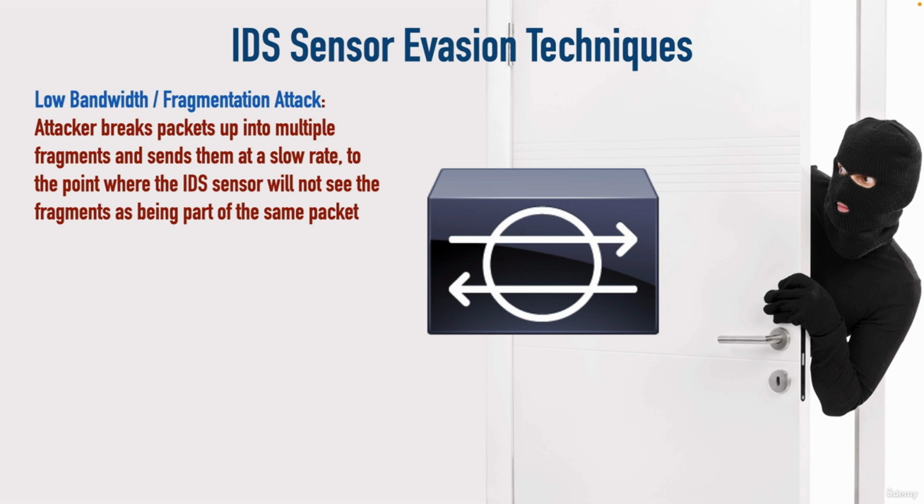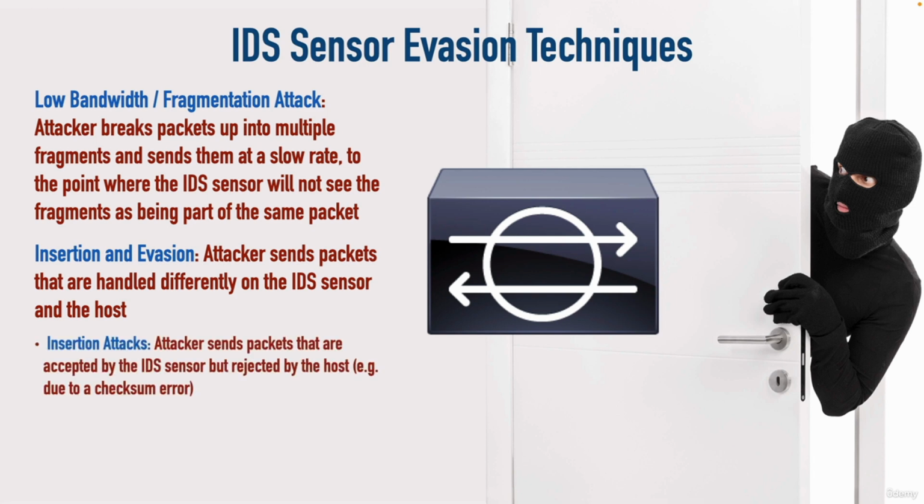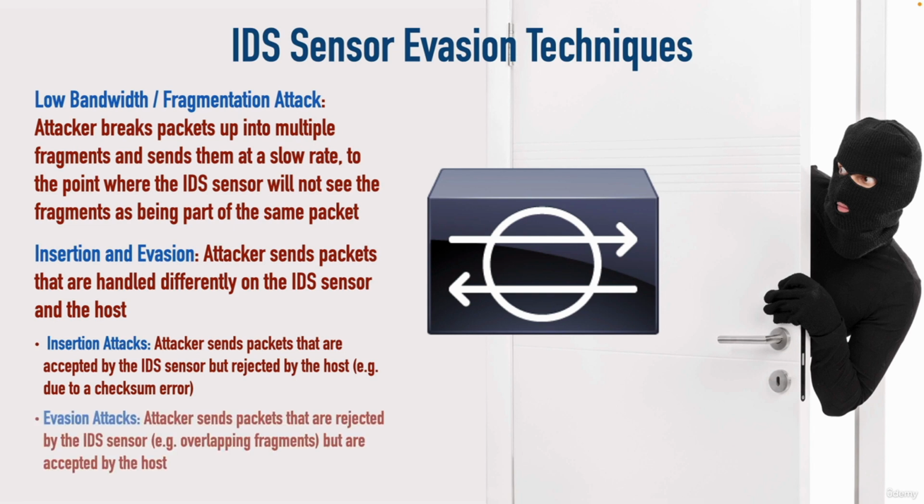An attacker might also do insertion or evasion. Those are sort of the opposite of one another. That's when the attacker sends traffic that's handled differently on the IDS sensor and on the host. For example, with an insertion attack, the attacker might be sending traffic that intentionally has a checksum error. That might be accepted by the IDS, but it might be rejected by the host.